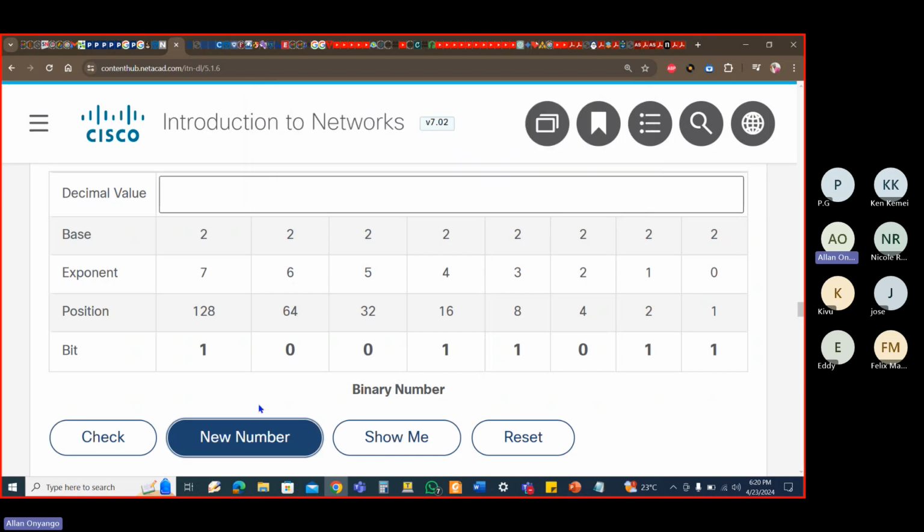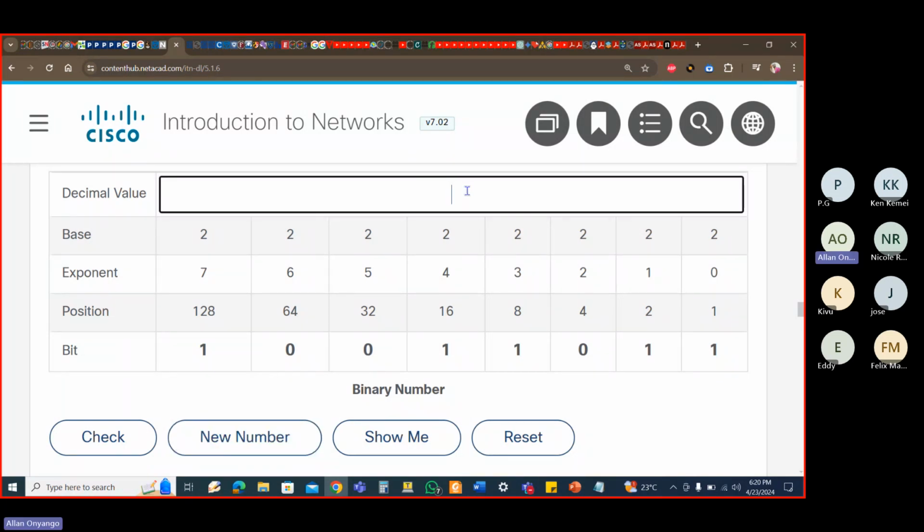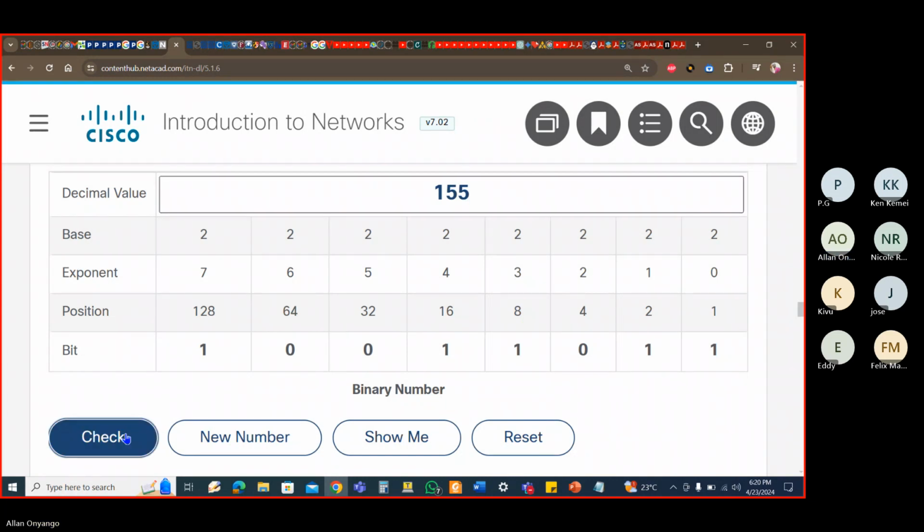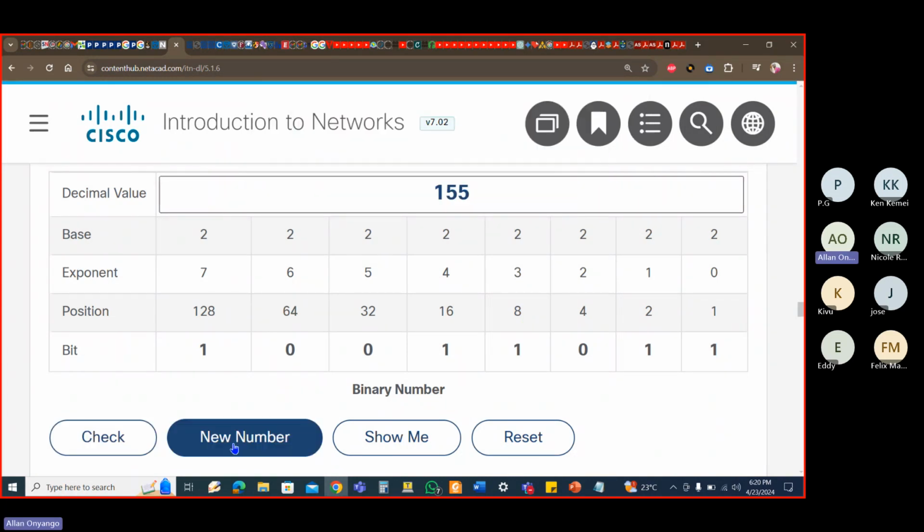New number. Check that out. 128 plus 16. You need to know how to add any number to any number. I want you working with pen and paper. Please resist the temptation to use a calculator because it will do you more harm. 128 plus 16 is 144, eh? 144 plus 8, 152 plus 1, 153. Good.